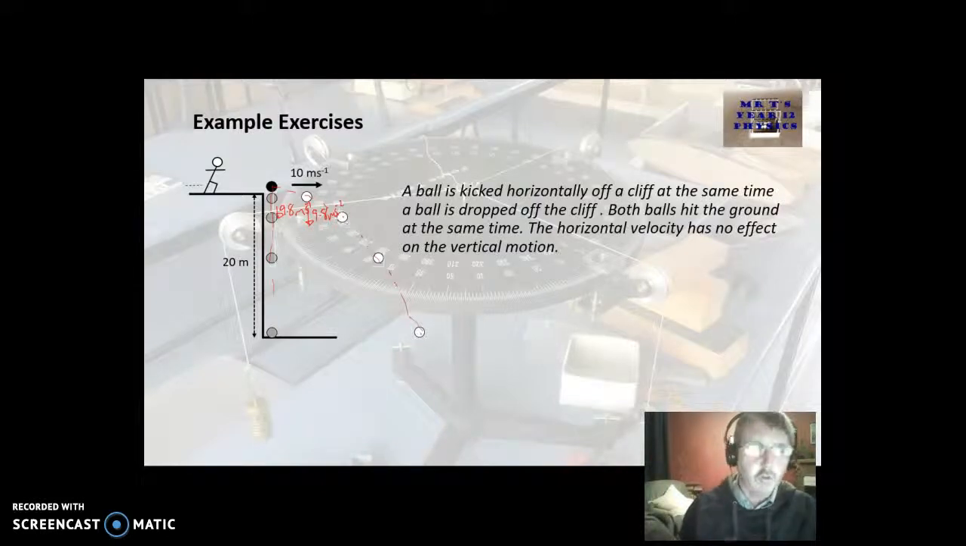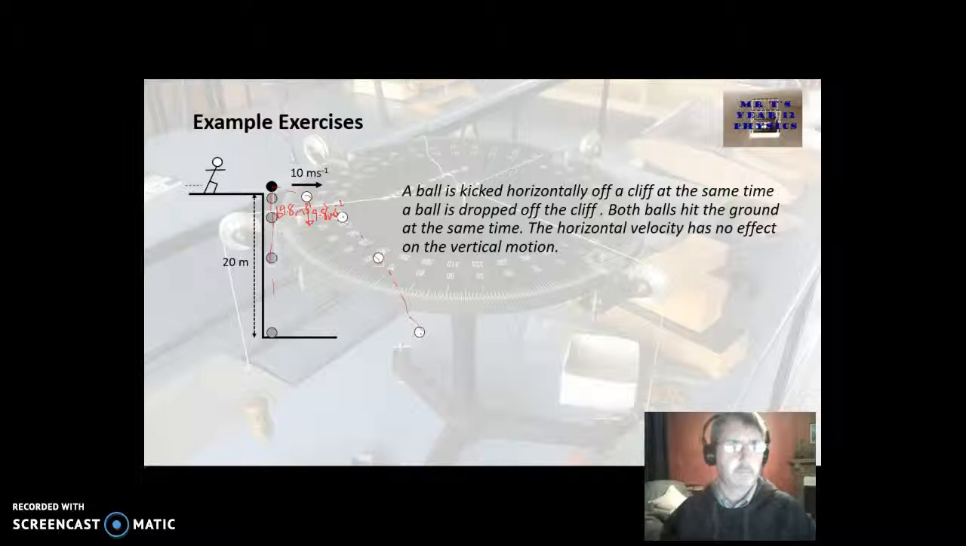The horizontal velocity that we give something is perpendicular to the vertical velocity, and it has no effect on the vertical velocity. The horizontal velocity has no effect on the vertical velocity. We treat them as different situations. So if we were to say that one was kicked and one was dropped, they're going to hit the ground at the same time. And that's my video on projectile motion.